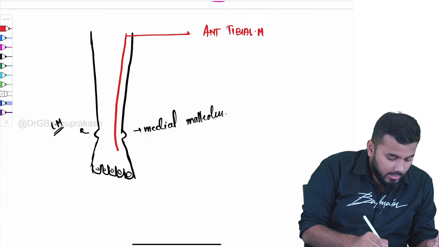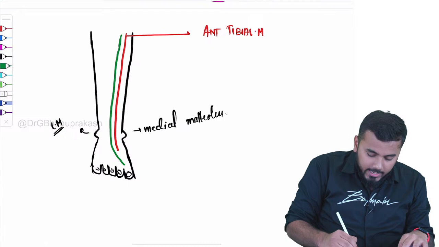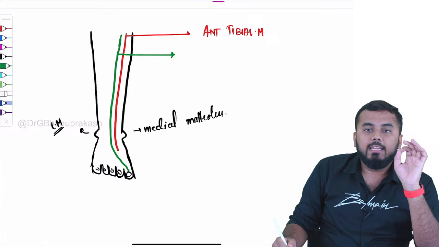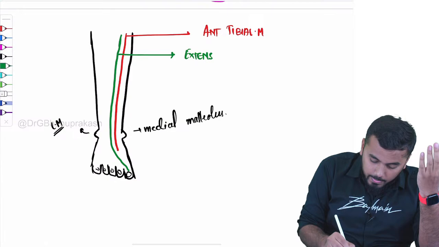Now the next muscle comes all the way like this and attaches to your great toe. Now listen very carefully, guys. These muscles are a little bit tricky. I'm trying to decode it, so please concentrate. Don't write anything. Anterior group muscles are called extensors, I told you, so this muscle is called an extensor muscle.